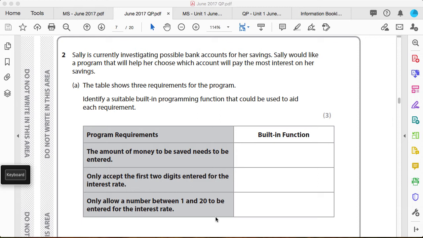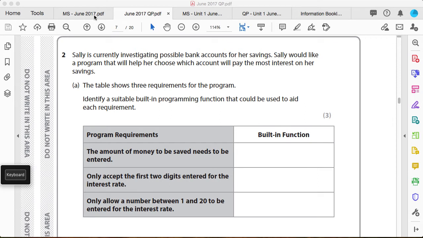Then the third question, only allow a number between 1 and 20 to be entered into the interest rate. Again, what built-in function would allow us to only take in a number between a particular point? In this case, we've got a lower bound and an upper bound point. So again, I'd like you to pause this here, write down your own answers, and thereafter come back and check the answer.